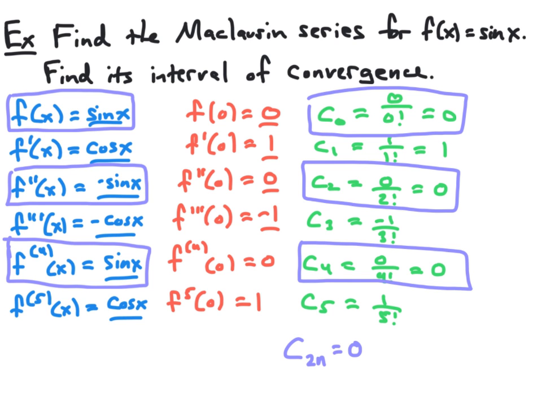So here 2 times n is representing any even number, which can always be written in the form 2 times n. We now turn our attention to the odd terms.